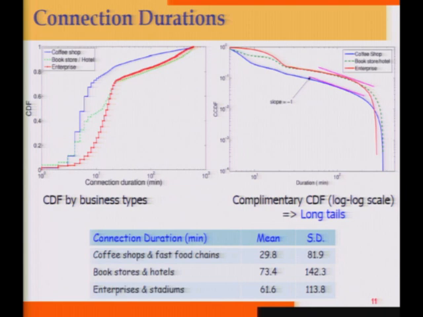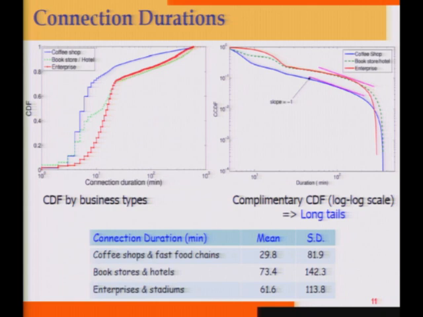These are two plots that show the connection durations for each of these sessions. The left one is a cumulative distribution plot, and the right one is a complementary distribution plot. And this is a log scale. So you can see that the tail is very heavy when looking at the CCDF plot here.